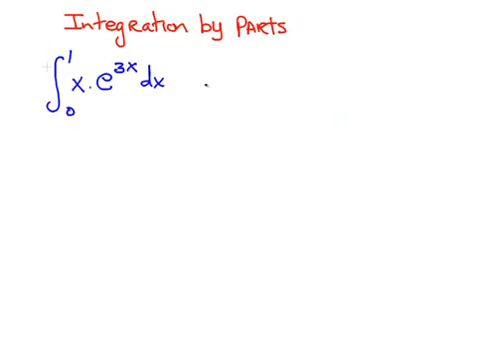There we have it. The integral from 0 to 1 of x times e to the 3x dx. Again, the integral is in the form where the solution is uv minus the integral of v du.